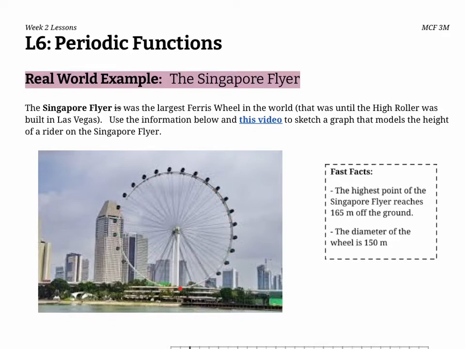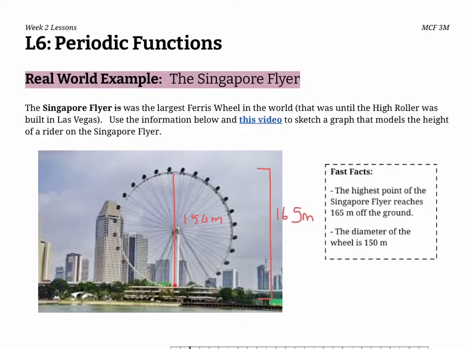We also need to know about height. We need some dimensions of this Ferris wheel. Just from Google, I found that the highest point of the Ferris wheel is 165 meters off the ground. So from the top all the way to the ground, which is about here, is 165 meters. And then we also know that the diameter of the wheel is 150 meters. So if I draw that right on the wheel here, the diameter, all the way across, is 150 meters.